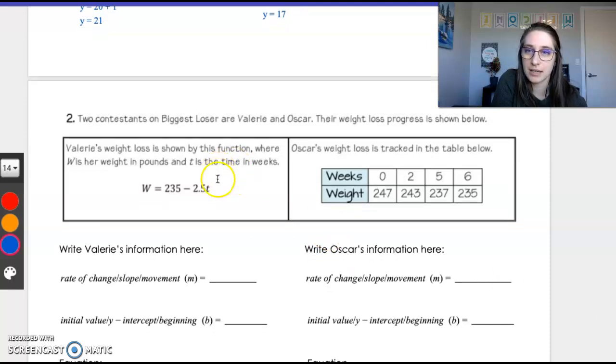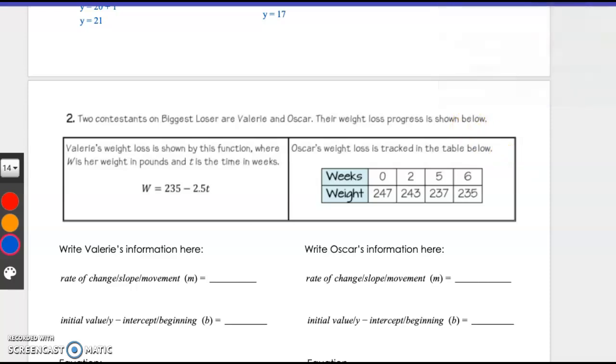We're scrolling down and doing problem number 2 right now, and I'm going to hide my face so I'm out of the way. Here we go. Awesome. So the next problem. Two contestants on Biggest Loser are Valerie and Oscar. Their weight loss progress is shown below. Valerie's weight loss is shown by this function equation where W is her weight in pounds and T is time in weeks. Oscar's weight loss is tracked in the table below.